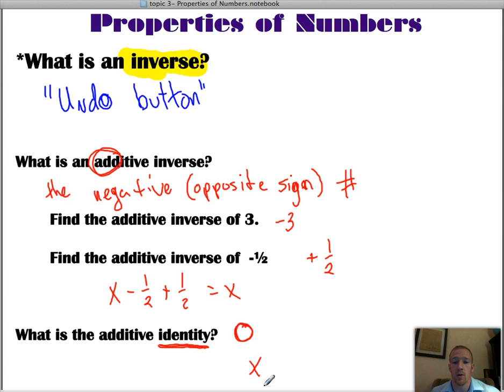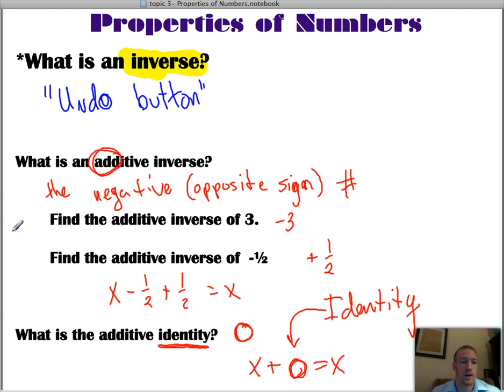Basically, if I take anything, x stands for anything, and I add what to it, what will give me x back? It has to be the identity. So for addition, what does this have to be? That has to be 0. So 0 is the additive identity.